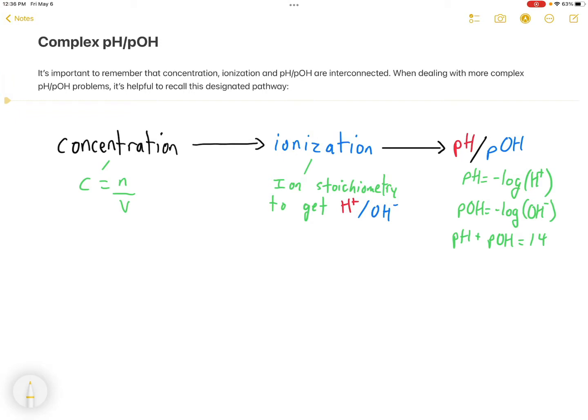And by the pathway, we mean to go from molar concentrations, or C equals n over V, where your n is moles and your V of solution is in liters, to ion stoichiometry with the hopes of getting H+ and OH- ions. And then once we have the H+ or OH- ions, we then plug in any one of these three formulas in order to get whatever the question is asking for. So let's use this pathway in order to solve more complex pH and pOH problems.